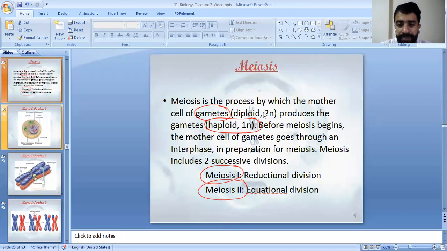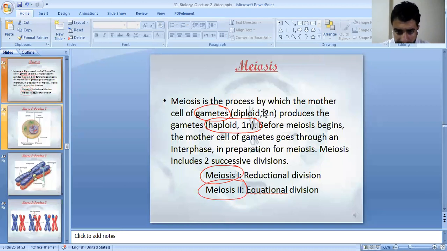This occurs mainly in the sex cells, the gametes from the ovary. So the mother cell of gametes goes through an interphase in preparation for meiosis. You have to know that we have two divisions. You have meiosis 1 and meiosis 2. Meiosis 1 is also known as reductional division, whereas meiosis 2 is referred to as equational division. Why are they called equational? Why are they called reductional?